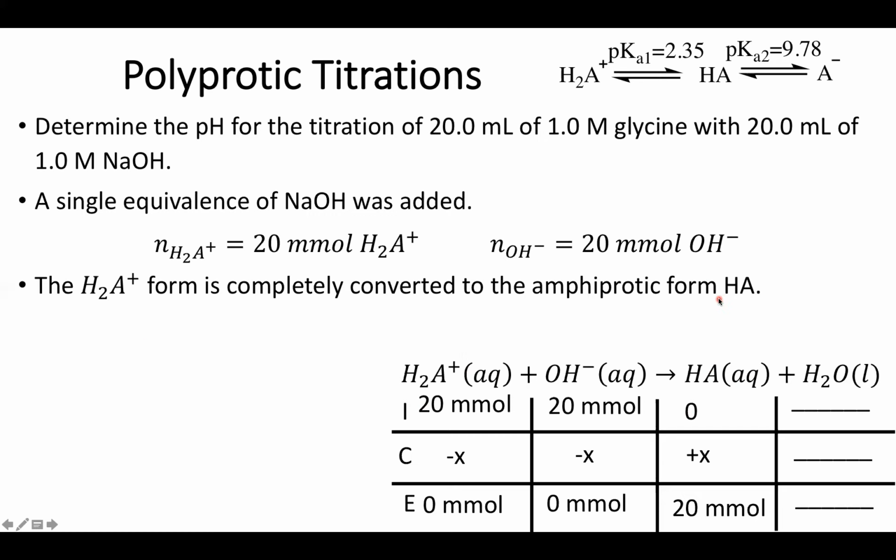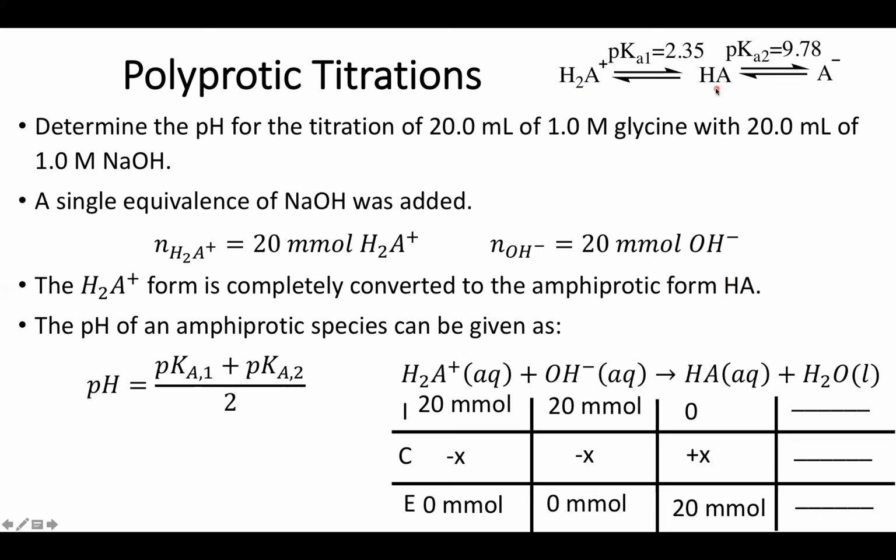So at this point, we need to ask ourselves, what type of reaction do I have? Well, it turns out HA is amphiprotic. It can gain a proton or lose a proton, which means the pH tends to be smack dab in the middle of our two pKa's. So we'll take the average of our two pKa values, and it turns out we have a pH of about 6.1. So again, by adding that first equivalent of base, we've raised our pH fairly significantly.